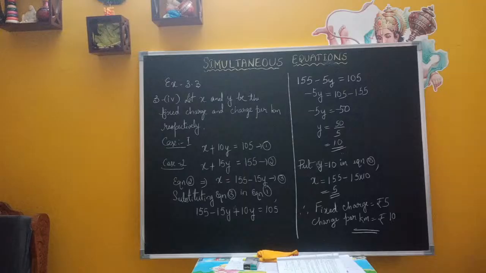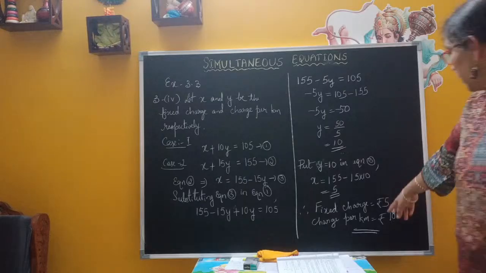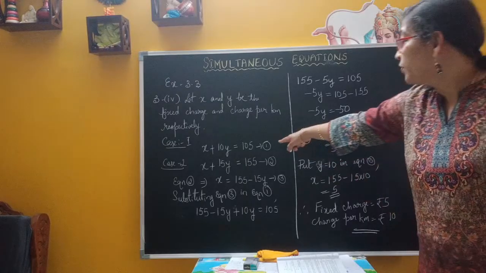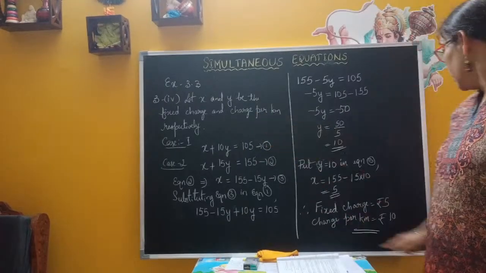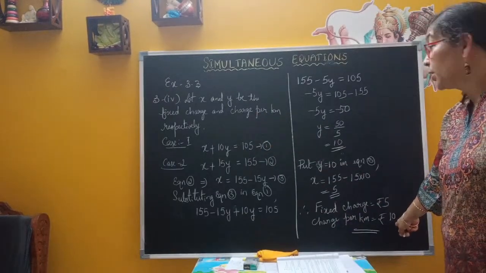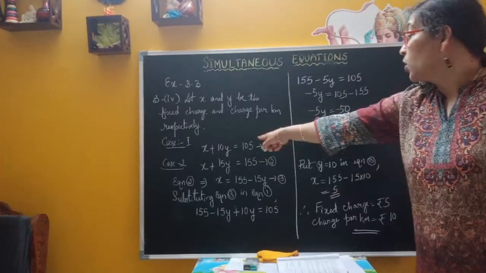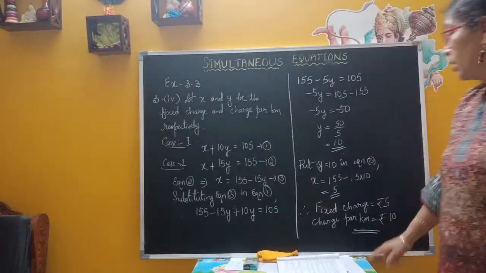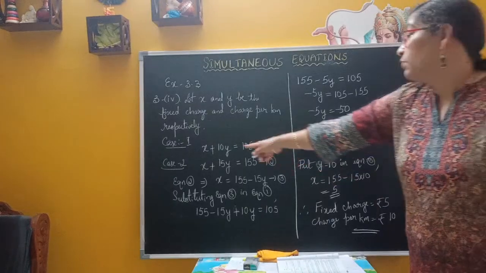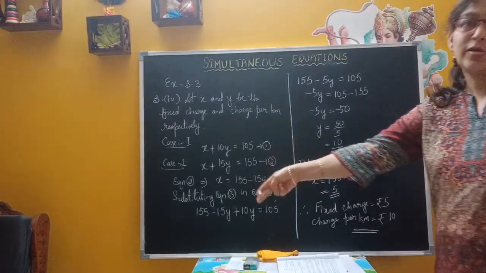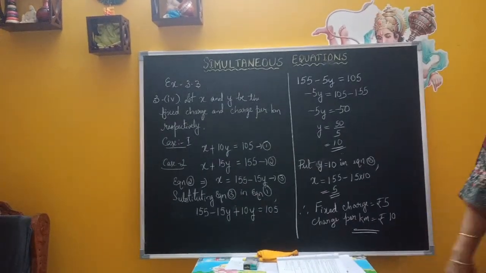How can you check your answer? Take these values, substitute in any of the equations. Let us take the first case. 5 rupees plus 10y. That is 10 times 10, how much? 100. 100 plus 5 how much? We get 105. Here also 5 rupees plus 15 times 10 is 150. 150 plus 5 how much? 155. So the problem is solved.